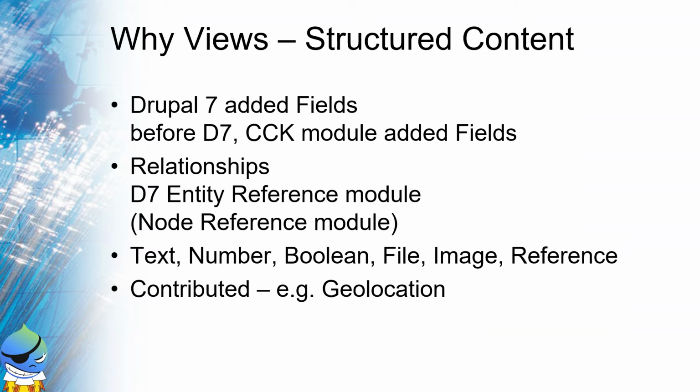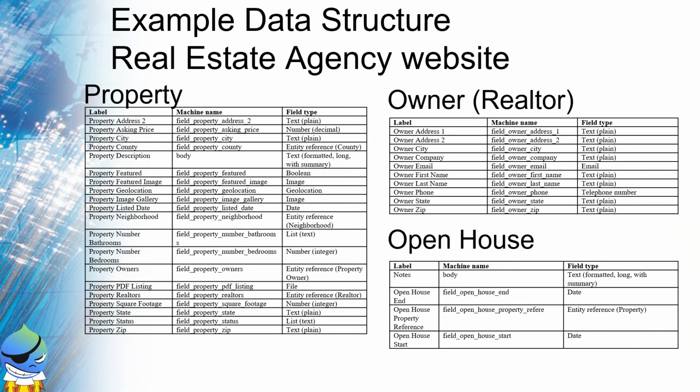And you have a number of field types. You can also extend that with contributed modules like the geolocation module, which gives you longitude and latitude and lets you actually geotag where a particular piece of content might be located. And so when you add those, you could actually build a very rich data structure.